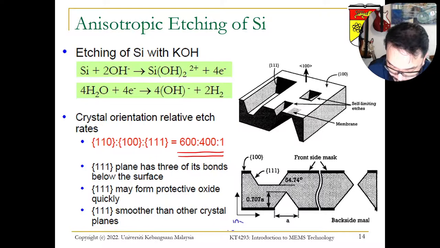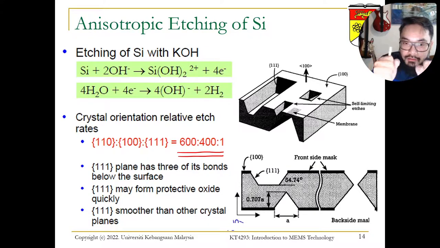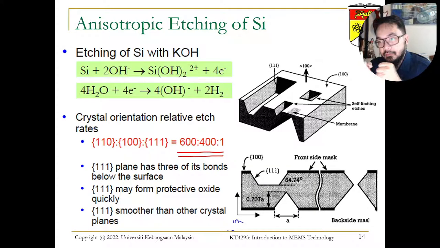Why is this the case? Why is the 111 family plane very difficult to etch, or why does it have a very slow etch rate? It is because the 111 plane has three of its bonds below the surface. Remember, when you are doing a chemical reaction, you are breaking bonds and forming new bonds. You break the bond of the active material, and then the chemical reaction happens. You break the bond, absorb energy, and then you form a new bond to form the byproduct and release energy.